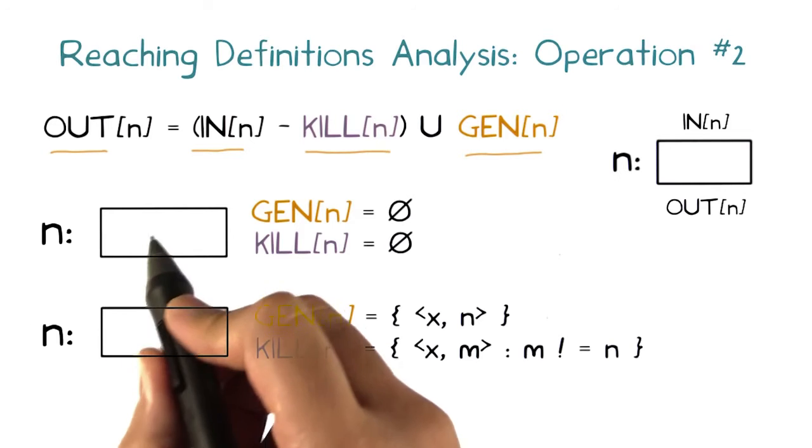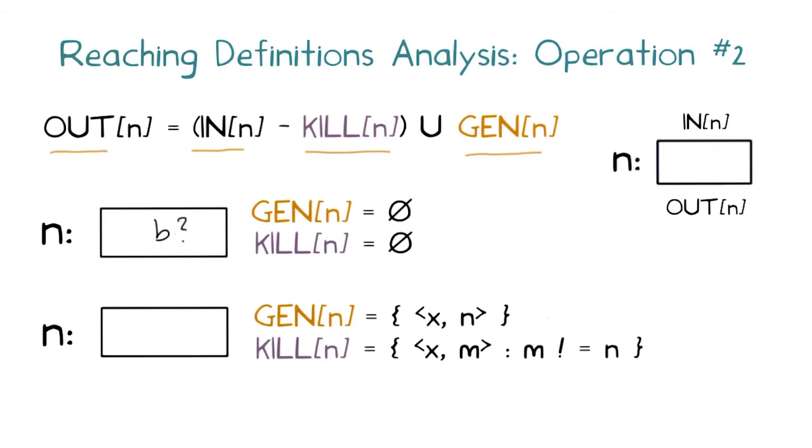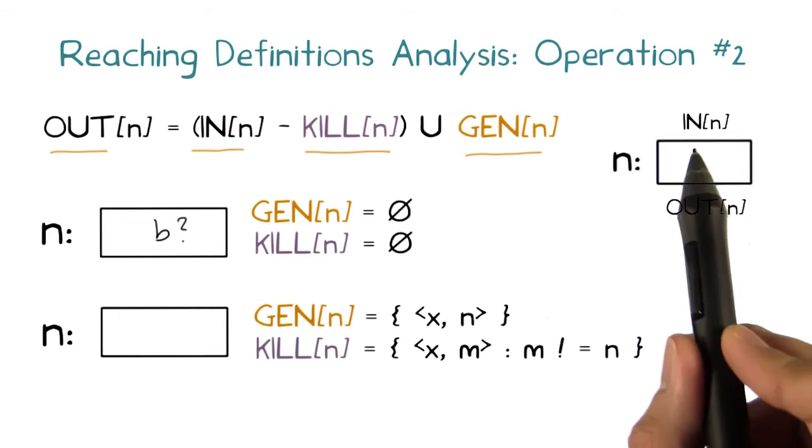If the statement at node n is a condition, then both the gen and kill sets are empty, since there are no definitions overwritten or generated by a conditional statement. So in this case, the set out of n will be equal to the set in of n.